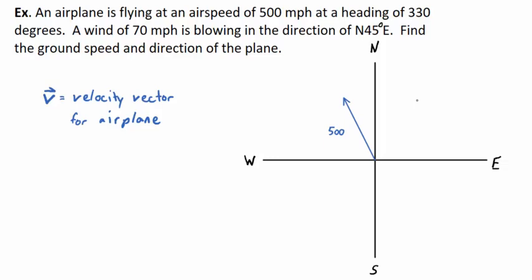And then there's a 70 mile per hour wind blowing in the direction of north 45 degrees east. So that's a bearing as opposed to a heading. Where would that put me? It would split the northeast quadrant, right? Now here's how we model it. We're going to take the wind vector, which I'll represent as W, and it's really a velocity vector for the wind.